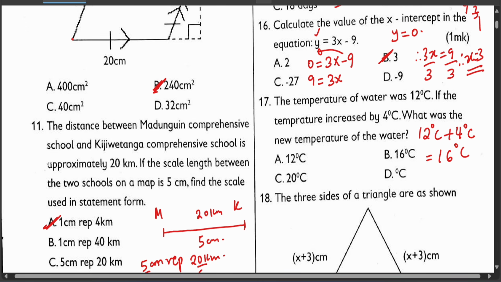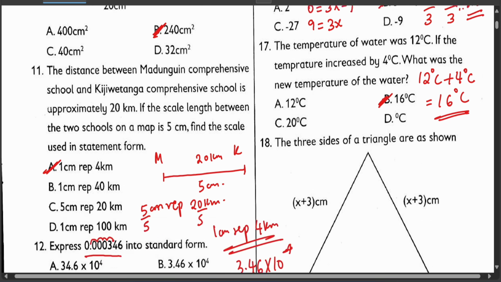is just 16 degrees Celsius. Sijui nani atakosa hii swali. Maswali haya rahisi sana bwana. So wewe uongeza na 4 degrees Celsius. So what's the new temperature? So temperature ya maji ni 16 degrees Celsius.